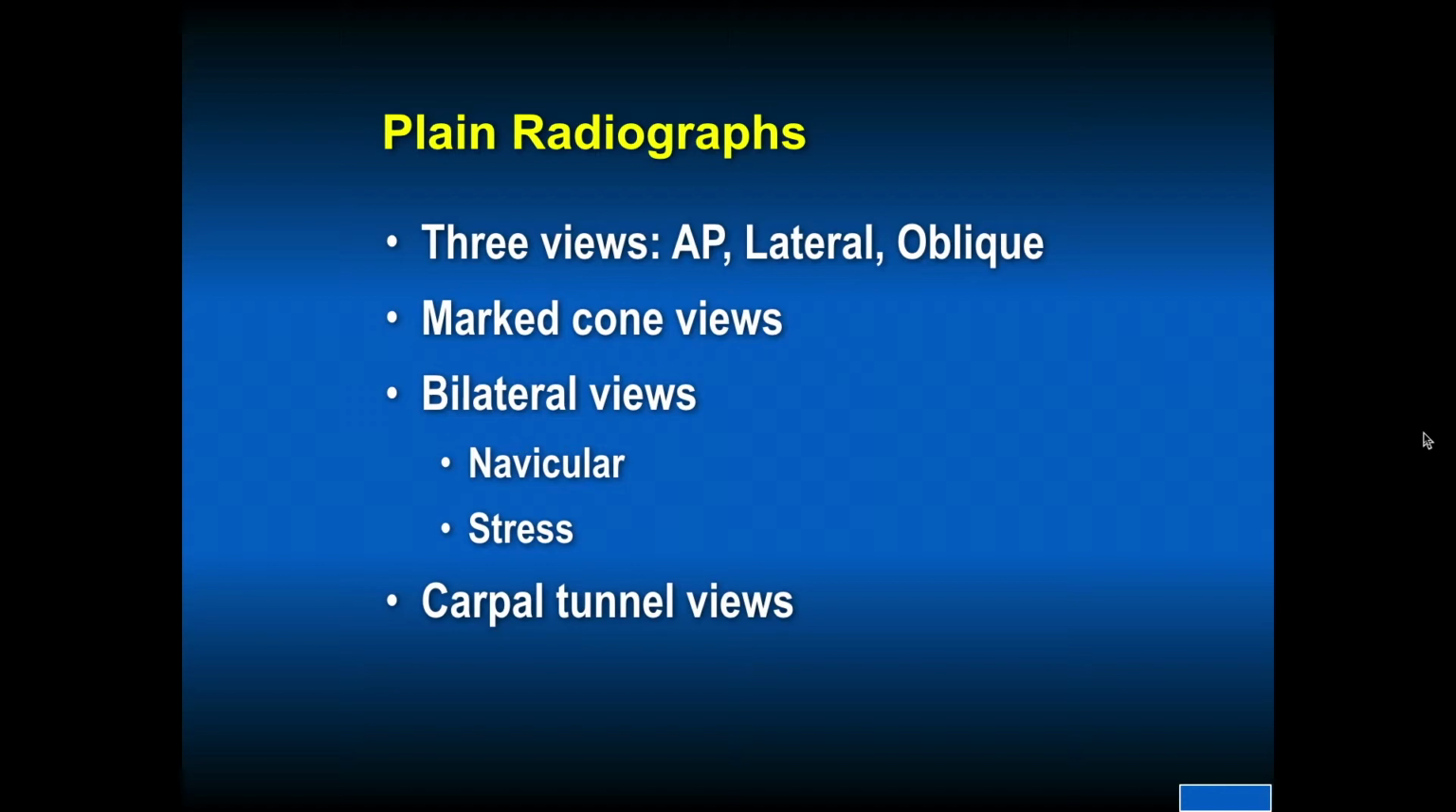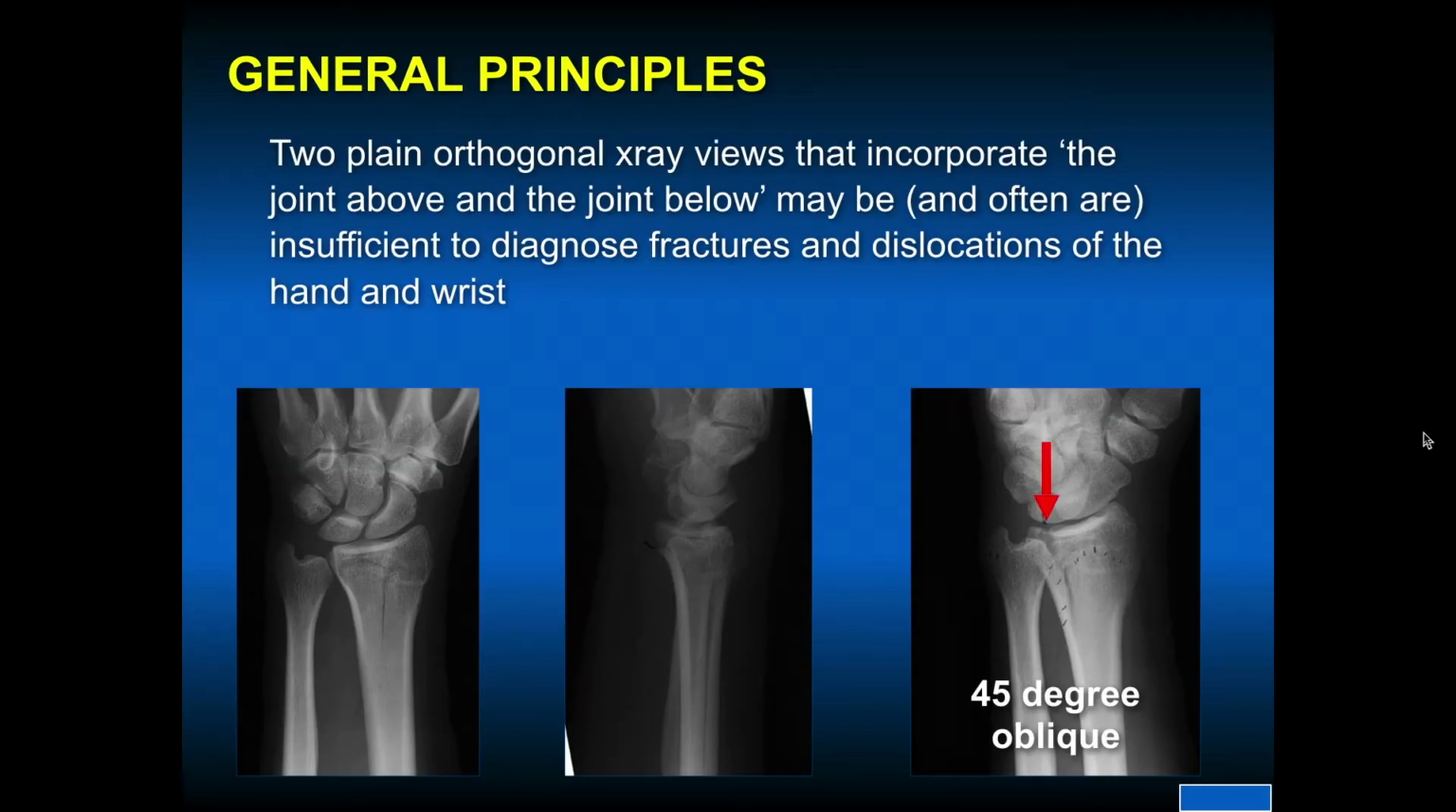Two plain x-ray views that incorporate the joint above and the joint below may be insufficient to diagnose fractures and dislocations of the hand and wrist. You don't want to get three oblique views. You want to get an x-ray that is a PA and a lateral as shown here.